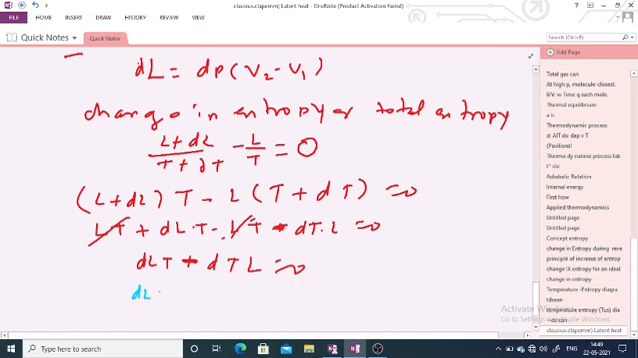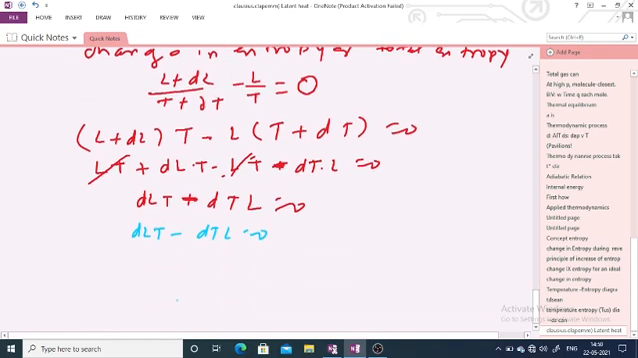So we got dL minus dT into L is equal to 0. So we got dL is equal to L upon T into dT. Suppose this is equation number A.